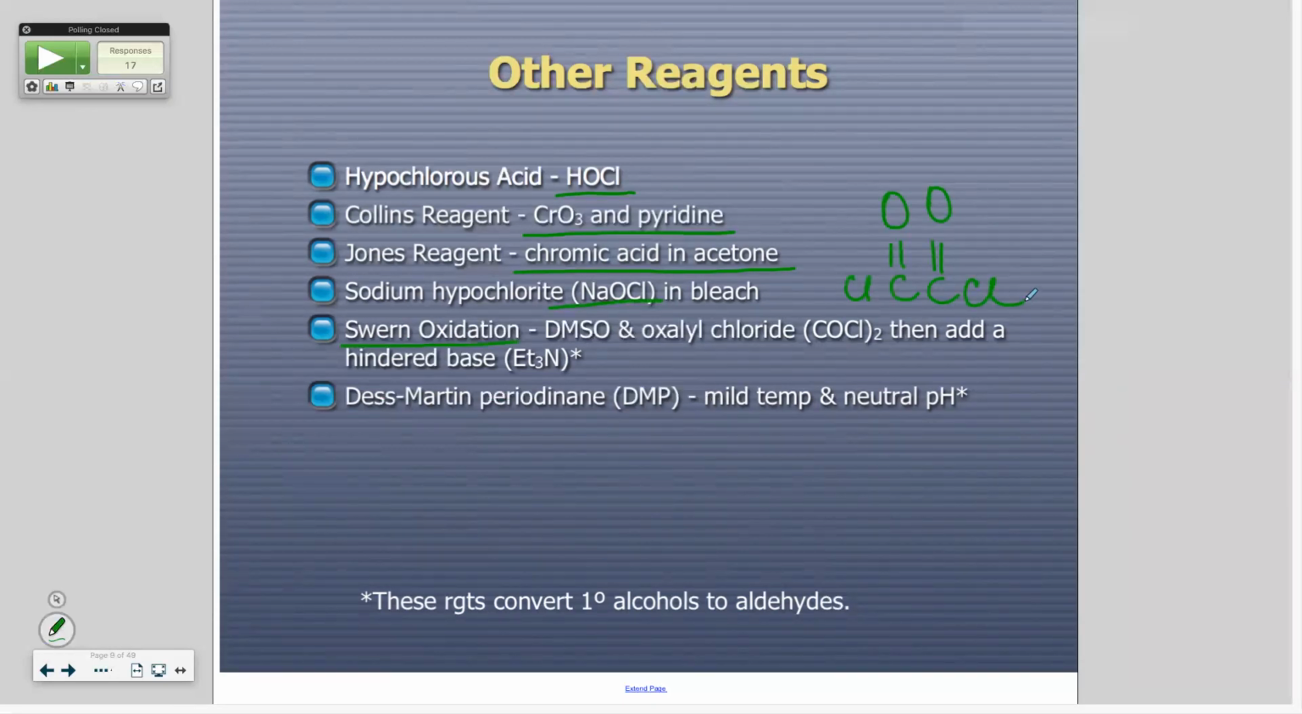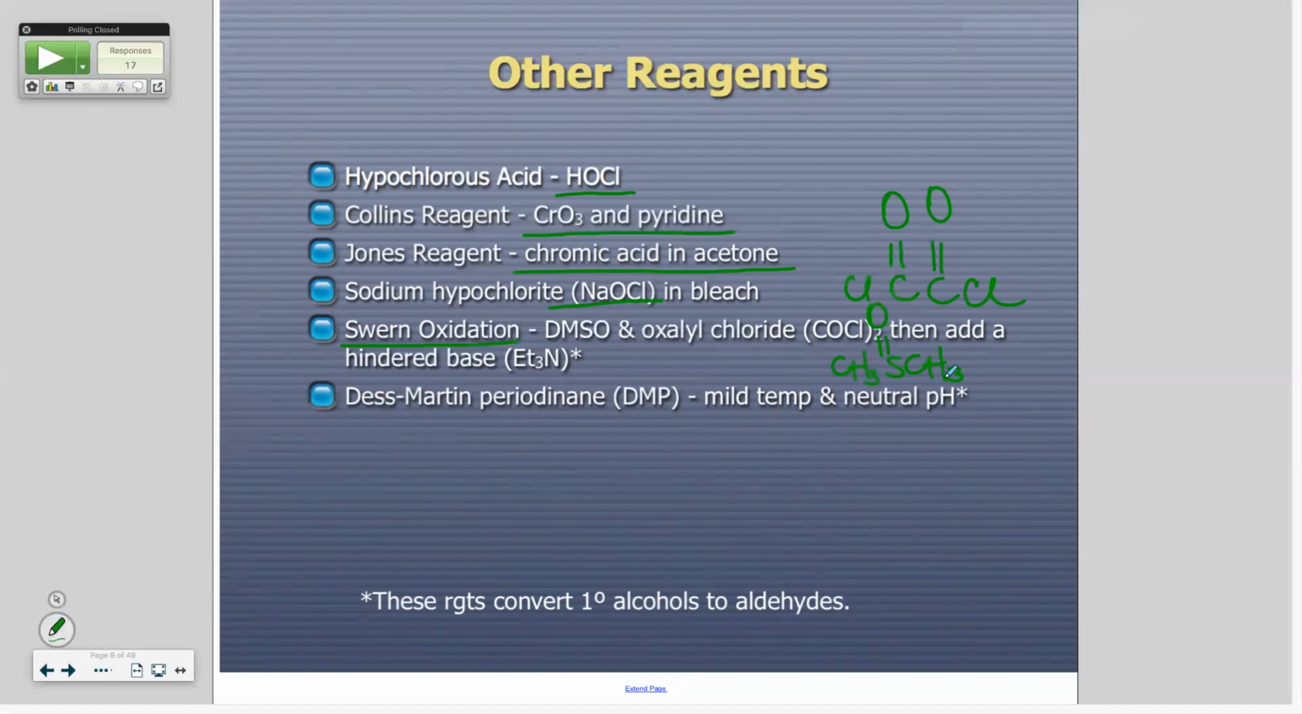Okay. And do you remember what dimethyl sulfoxide is? When did we talk about that? That's DMSO. We used it as a special solvent. Polar aprotic solvent, remember? And it helped what kind of reaction? SN2.